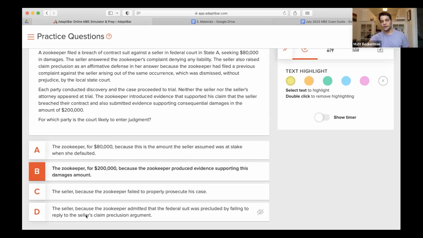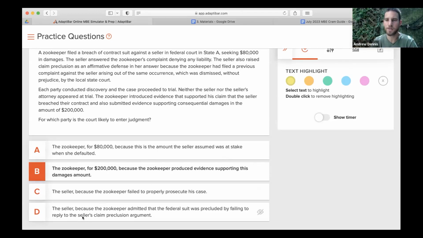If a defense isn't good, you don't have to respond to it. So the onus is not on the zookeeper to say, well, there's no prejudice. The onus is on the seller to make a good defense.